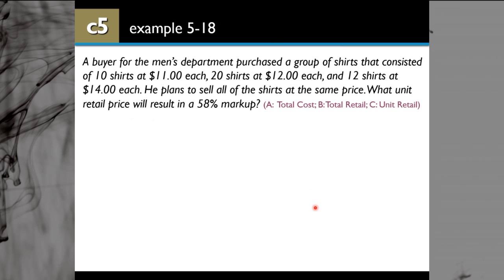A buyer for the men's department purchased a group of shirts that consisted of 10 shirts at $11 each, 20 shirts at $12 each, and 12 shirts at $14 each. He plans to sell all of the shirts at the same price. What unit retail price will result in a 58% markup? So the first question was the total cost, the second question was total retail, and the third question was unit retail. And let's start to calculate.